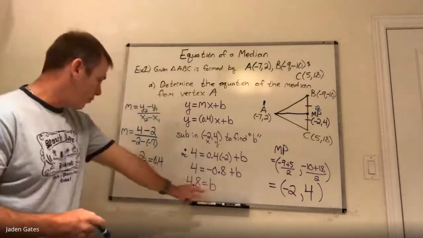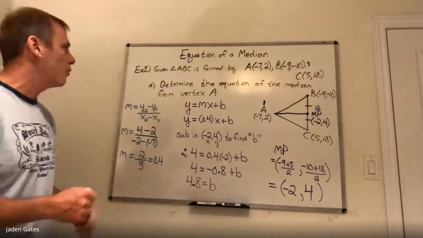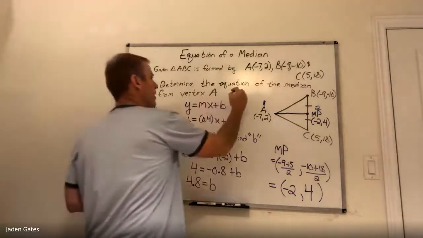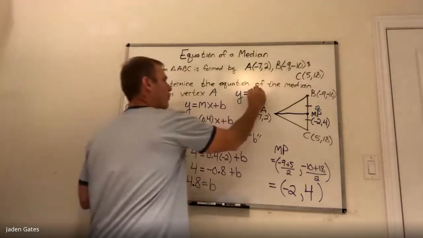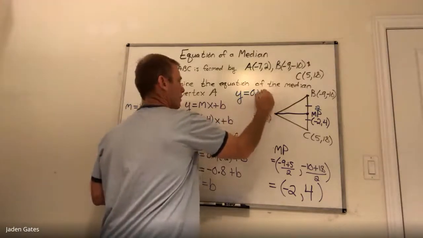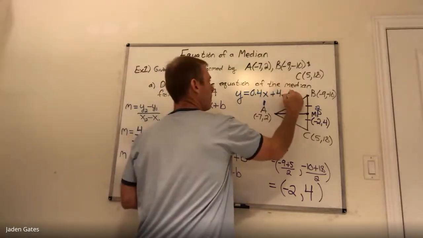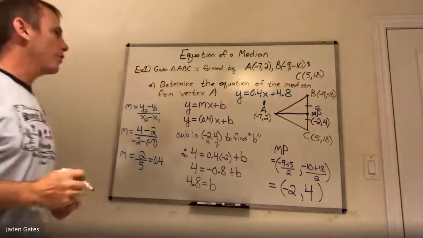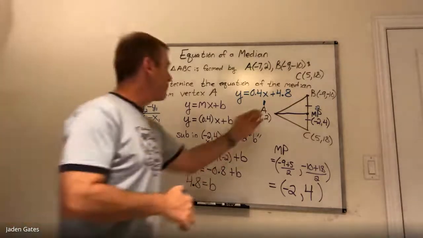Now got stuff all over here, but I do have the equation of the line. Well, I don't yet, but I can write it down because I know the y-intercept and I know the slope. And so the equation of my line is y equals 0.4x plus 4.8. And there we go. There again is the equation of my median from vertex A.